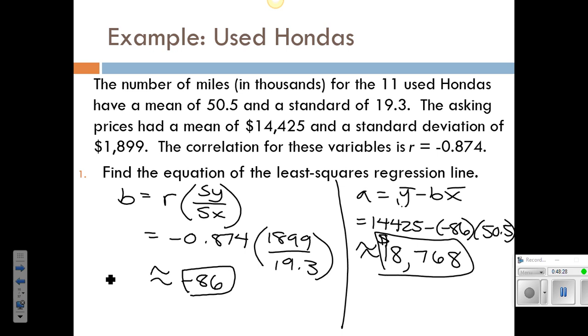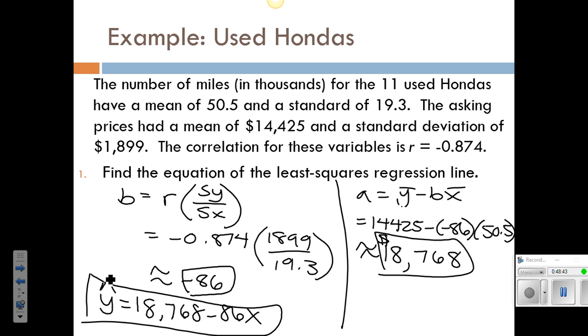So guess what you can do? You can put the pieces together. So I guess it'd be y hat is equal to 18,768 minus 86x. Just make sure that you do what if you're going to use x and y? Define them, right? It's the same regression line, guys. It's literally the same one. Instead of 773, it's 768 minus 86x. X being the number of miles driven in thousands, the other one being cost, predicted cost, right?